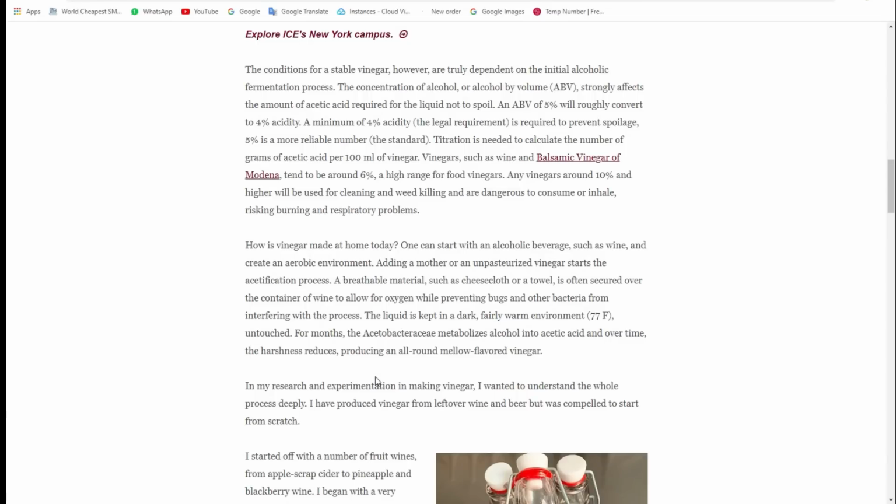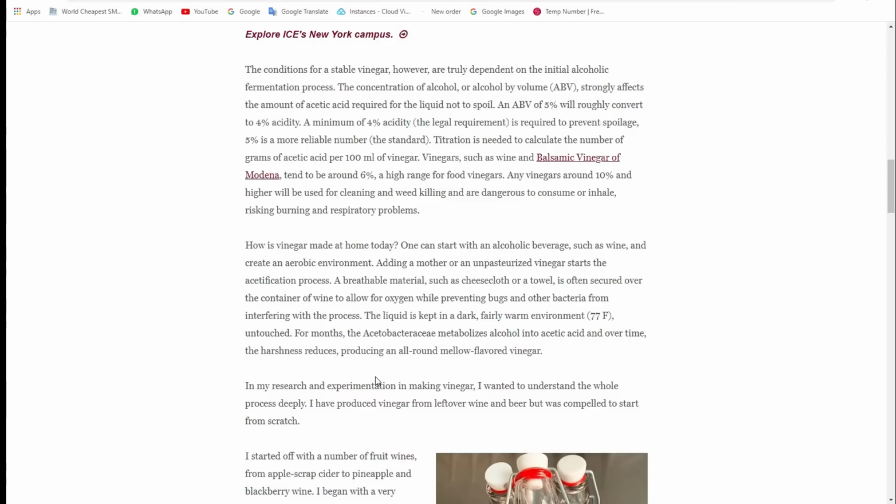The conditions for a stable vinegar, however, truly depend on the initial alcohol fermentation process. The concentration of alcohol, or alcohol by volume, strongly affects the amount of acetic acid required for the liquid not to spoil. An ABV of 5% will roughly convert to 4% acidity. A minimum of 4% acidity is required to prevent spoilage, and 5% is the most reliable number. Titration is needed to calculate the number of grams of acetic acid per 100 milliliters of vinegar.